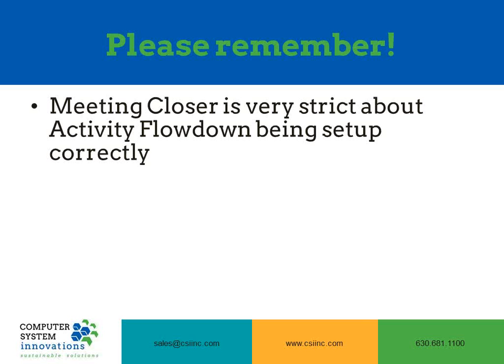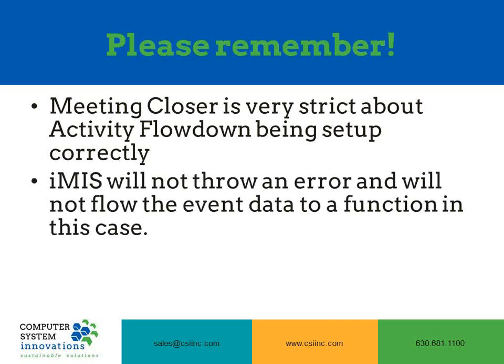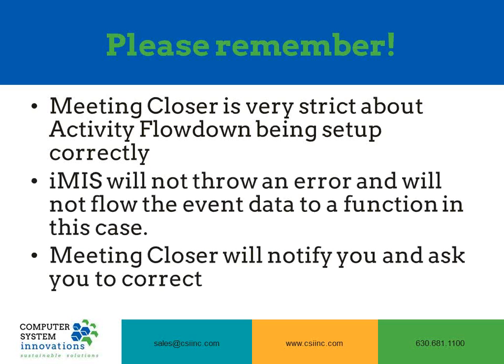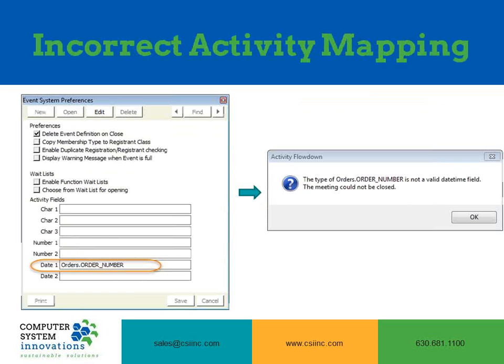The problem is that there's a base core iMIS setup file way back out there somewhere that a lot of you have had your iMIS set up from. So your solution provider started with something that ASI provided, and unfortunately it had some bad setup data in there. You won't notice this with iMIS because iMIS just ignores the bad setup data. But Meeting Closer is going to notify you. It's going to say, whoa, whoa, whoa, you got a problem. Let me give you some examples.